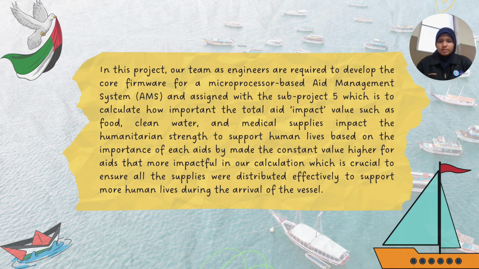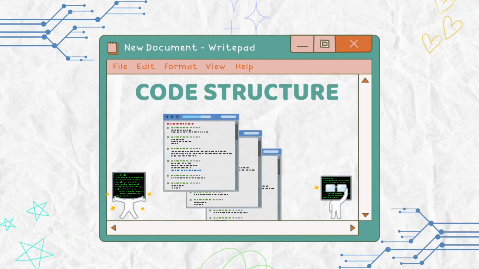As we know, medical supplies, which are the most crucial aid, were assigned 50 as a constant value. For clean water, we put 5 as a constant value, and for food, we put 10 as the constant value. When we add them together and multiply by how many of each supply were brought there, we can calculate in numbers how much it impacts and supports human lives when the supply arrives in the affected area.